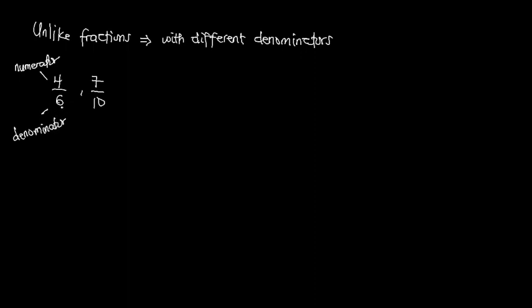Now if you look at the denominator of the first fraction and then the second fraction, you realize that they are different. One is 6, one is 10. So these two fractions are said to be unlike fractions because they do not have the same denominators. Now how do we add unlike fractions? Let's look at a very simple example.